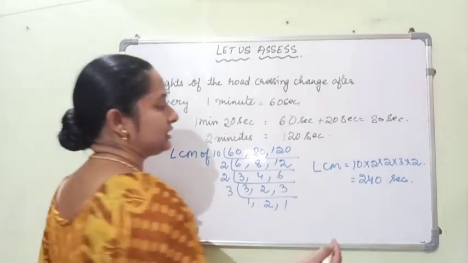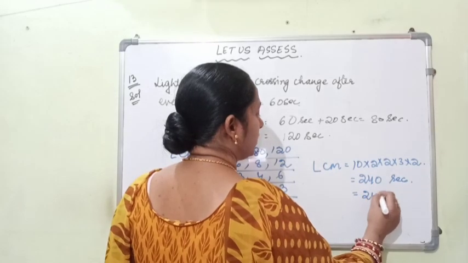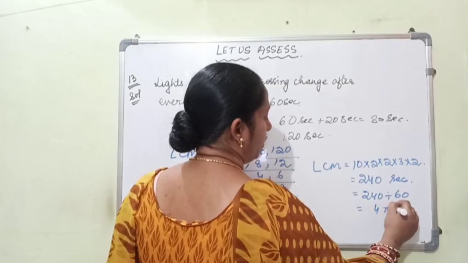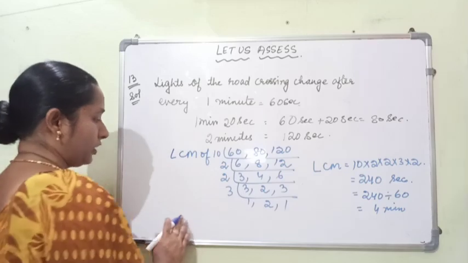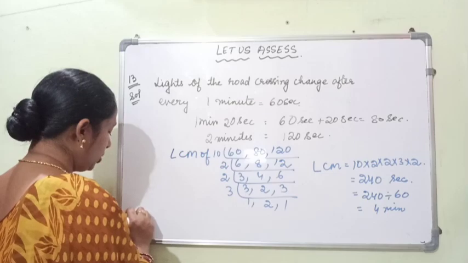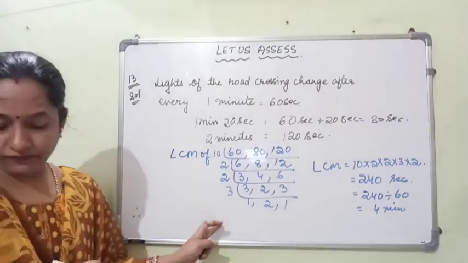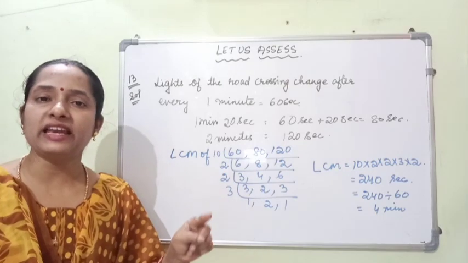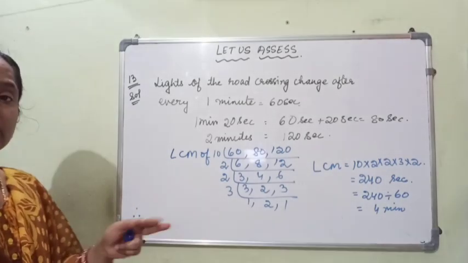So 240 seconds means how many minutes? Find out. 240 divided by 60, if you do, you get 4 minutes, right? Means after 4 minutes. So if they change simultaneously at 12 noon, then next they will change together at 12 hours 4 minutes.